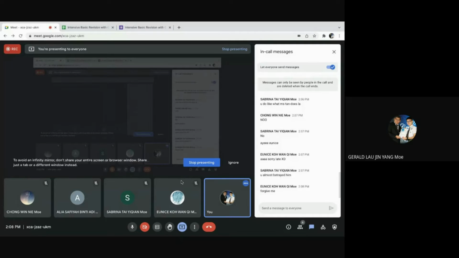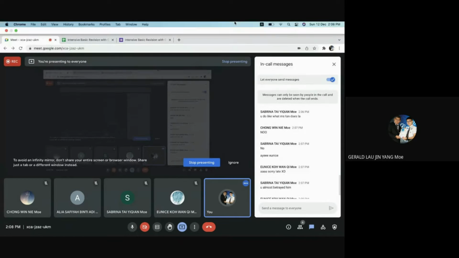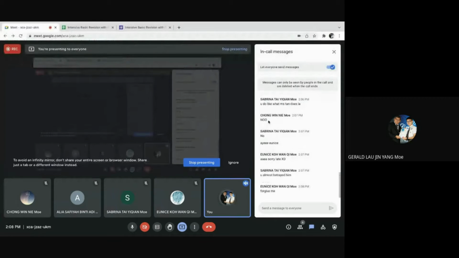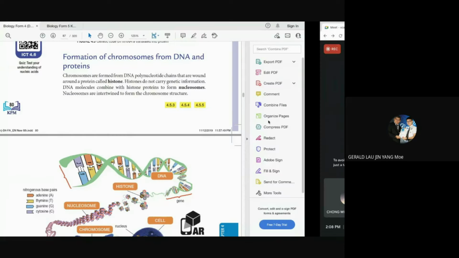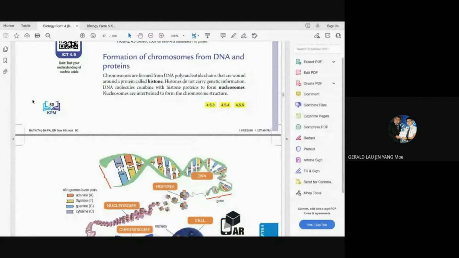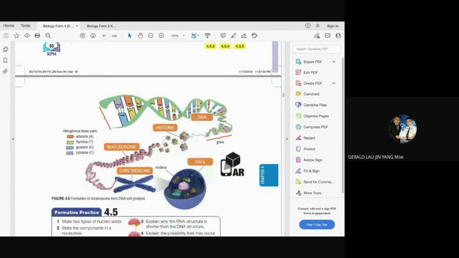So let's begin. Before you study Form 5, you must first understand how chromosomes are formed in your cell, which is studied in Form 4, Chapter 4. So let's have a look. The formation of a chromosome from DNA and protein. Your chromosome is basically the structure of the DNA, a polynucleotide chain, wound around a protein called histone. Don't worry, I'll draw it on the whiteboard for you later. Histones do not carry genetic information. They combine with DNA to form nucleosomes, which then intertwine to form the chromosome. The chromosome structure is found in the nucleus of the cell.